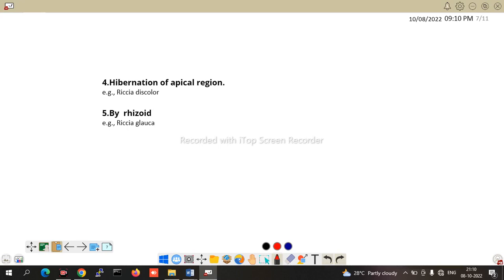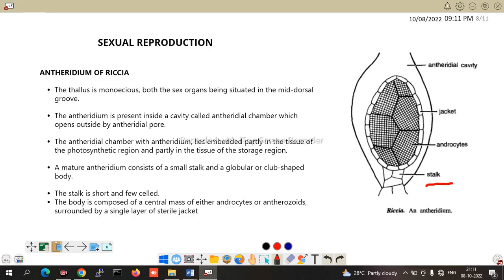So here we finish with vegetative reproduction in Riccia. Let's discuss the sexual reproduction of Riccia. In Riccia, sexual reproduction takes place by means of antheridia and archegonia. You may say sexual reproduction is oogamous in Riccia. The male sex organ is the antheridium and the female sex organ is the archegonium.